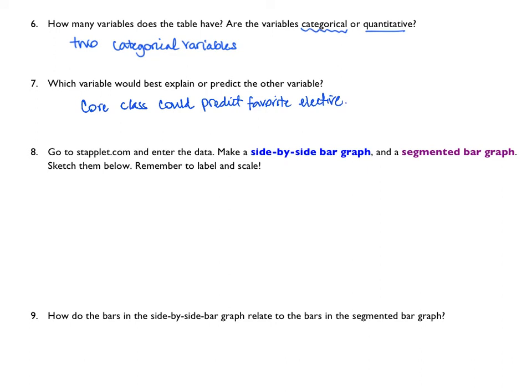Next, I'm going to have you go back to Staplet.com and enter the data from the two-way table. You've got it in your notes. Once you've entered all of that data into the Staplet, you're going to create a side-by-side bar graph, and you're going to create a segmented bar graph. Then you're going to sketch them below in your notes. This time, you're going to choose, still under data analysis, but 2 categorical variables. When you get to the 2 categorical variables Staplet, it's going to ask you which variable is the explanatory variable and which one is the response variable.